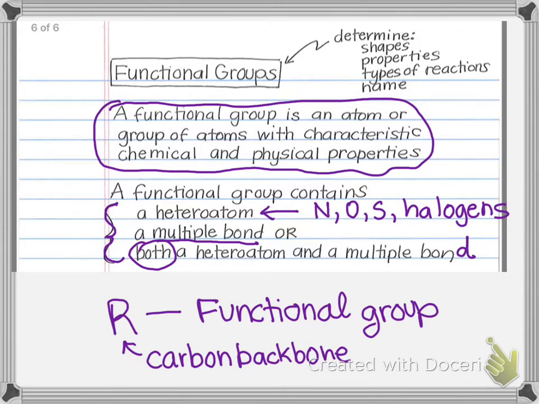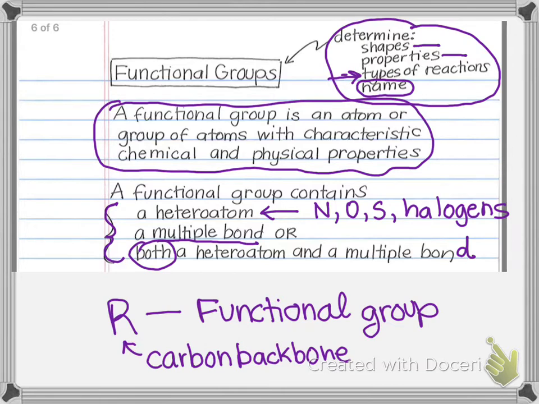What we find is that we can classify organic compounds by their functional groups, and these functional groups will determine a lot about the organic compounds, such as their shape and their chemical and physical properties. Chemical properties include the types of reactions they'll undergo, and organic chemists even use the functional groups to name compounds.